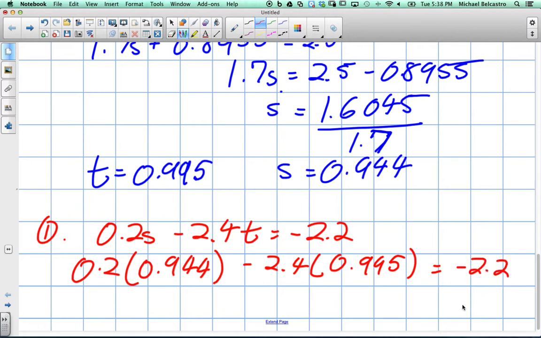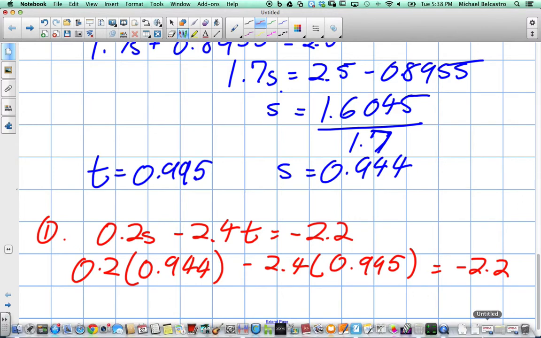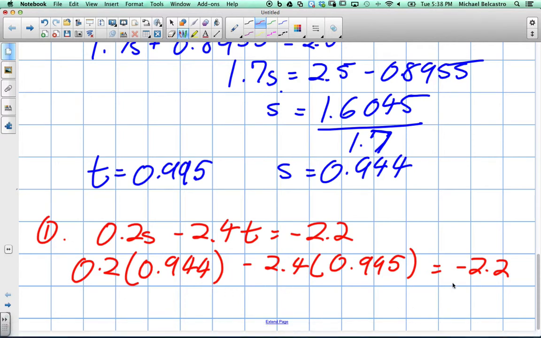Okay, so do you want to just double check that the left side is equal to the right side there? So 0.2 times 0.944 minus 2.4 times 0.995. Yes, about negative 2. So around this. So okay, we'll just say the left side is equal to the right side. So we know that that checked out.